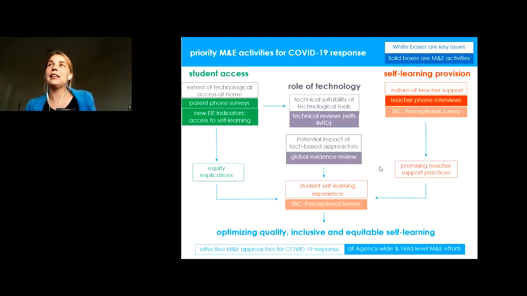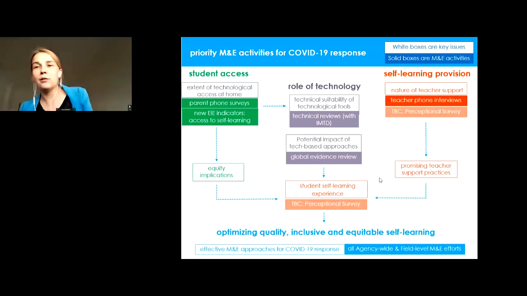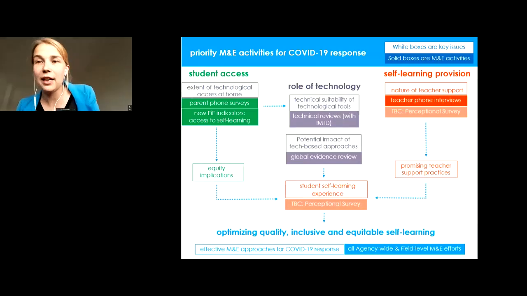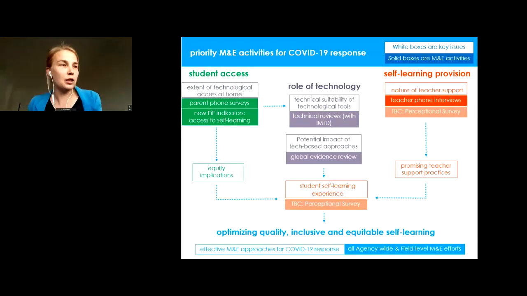For example, with the EIE Bank of Indicators, originally a lot of those indicators were designed to address issues related to conflict, but they're still relevant in a health emergency, and we're adapting some of those indicators to suit these purposes.